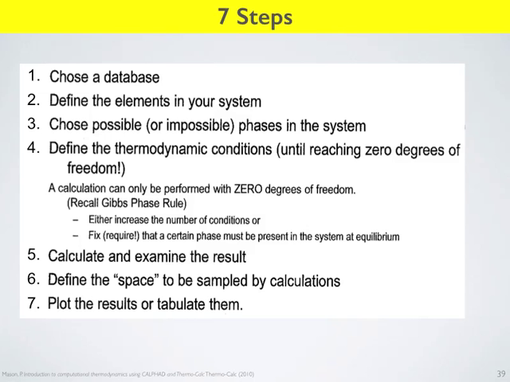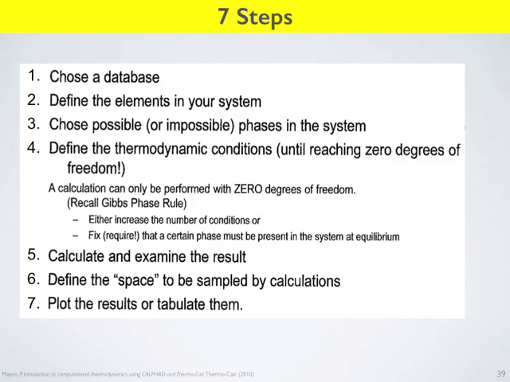Okay, define the conditions. You need to define the conditions with respect to Gibbs phase rule. We need to make sure we have exactly 0 degrees of freedom, or else our calculation is underspecified. If you have less than 0 degrees of freedom, your calculation is overspecified and actually impossible. So you need to respect Gibbs phase rule. Thermo-Calc does that for you. It will complain if you over or underspecify your system. It won't let you progress to the next step unless you've properly specified and you have exactly 0 degrees of freedom.